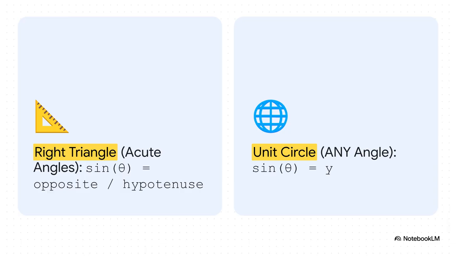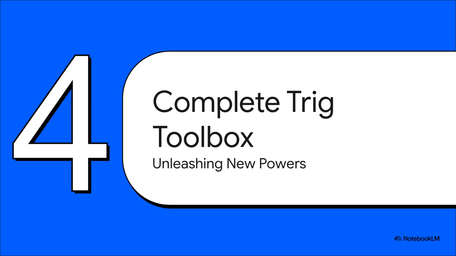Sine of any angle you can think of is just its y value on the circle. And cosine, it's just the x value. That's it. It works for every single angle, forever. A truly universal definition.